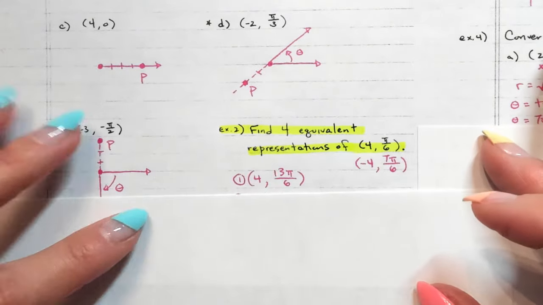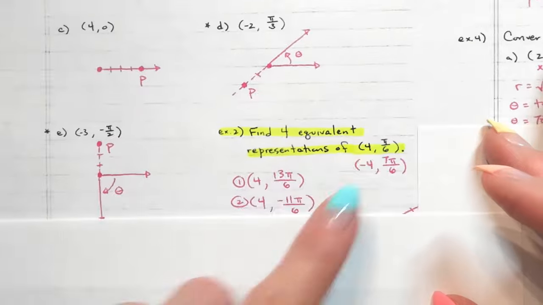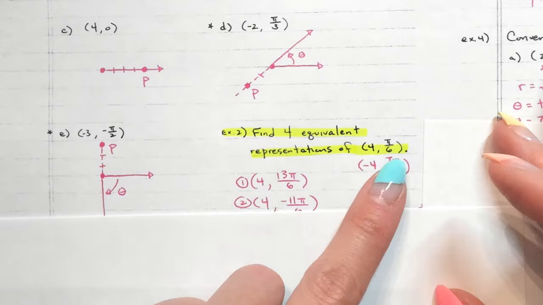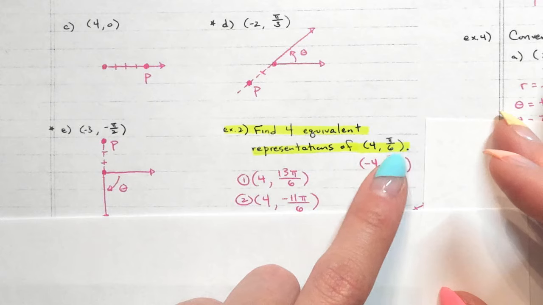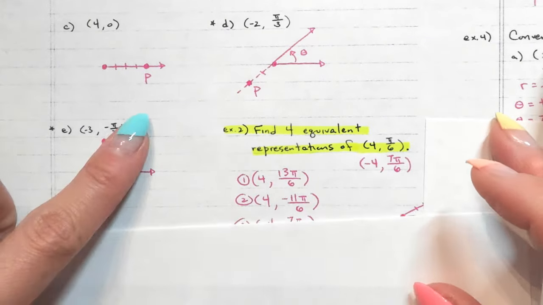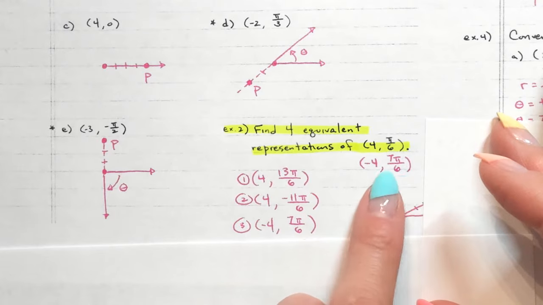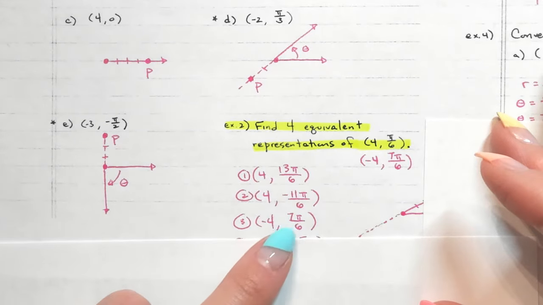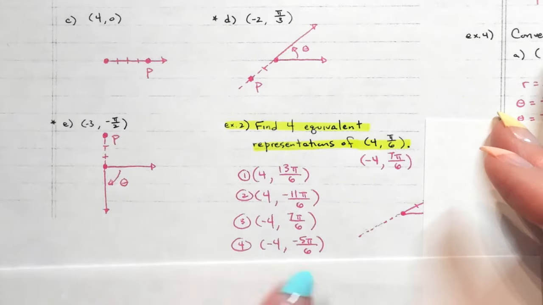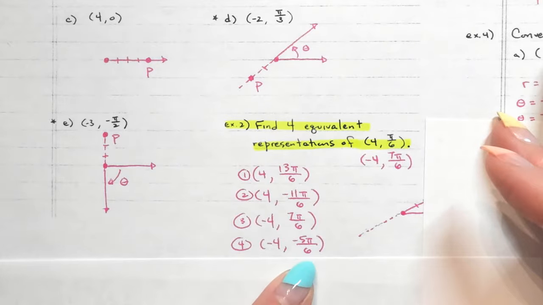So my first one, I say, okay, I'm going to keep it the same. I'm just going to add 2 pi. My second one, I'm going to keep that the same. And then I'm going to subtract 2 pi. So what's 1 pi over 6 minus 12 pi over 6? It's negative 11 pi over 6. Okay, my third one, actually I already wrote, right? Negative 4 comma 7 pi over 6, sorry. And then my last one, I can use this, and then I can add 2 pi or subtract 2 pi from here. So either way is okay. I decided to minus 2 pi. So minus 12 gives me negative 5 pi over 6.